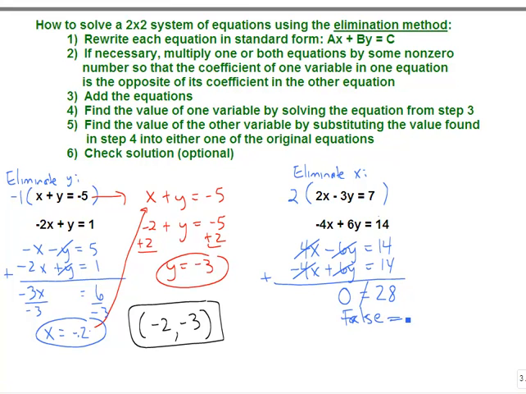So what does that imply? Remember, that means we're talking about parallel lines. There's no x or y that's going to make 0 equal 28 ever. So there's no solution, and that would be our final answer.